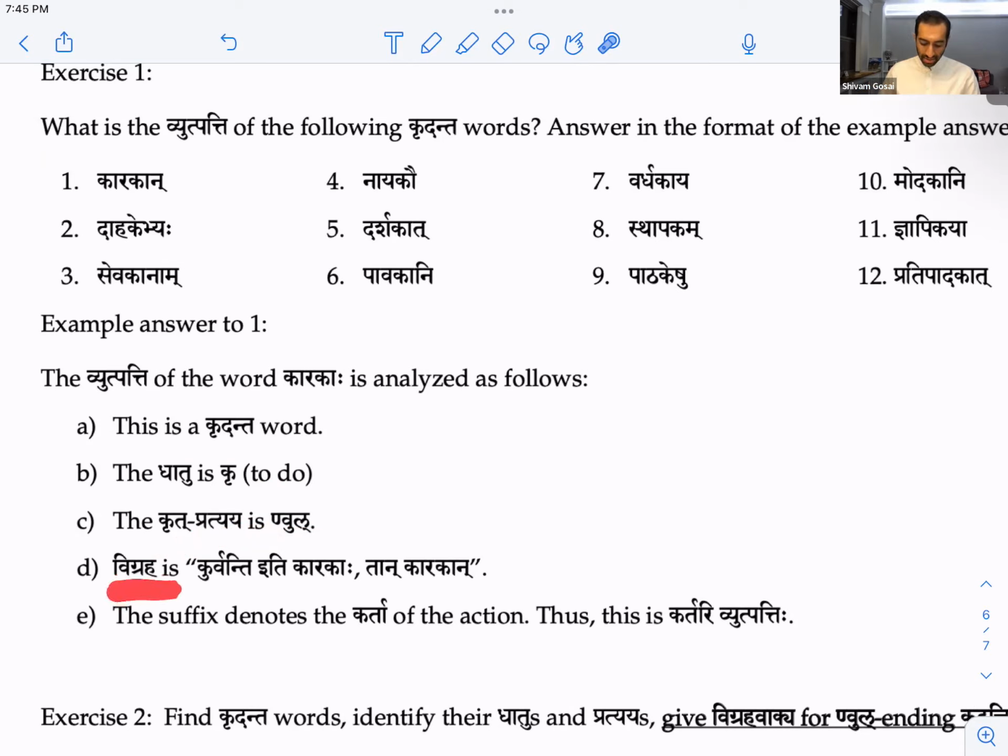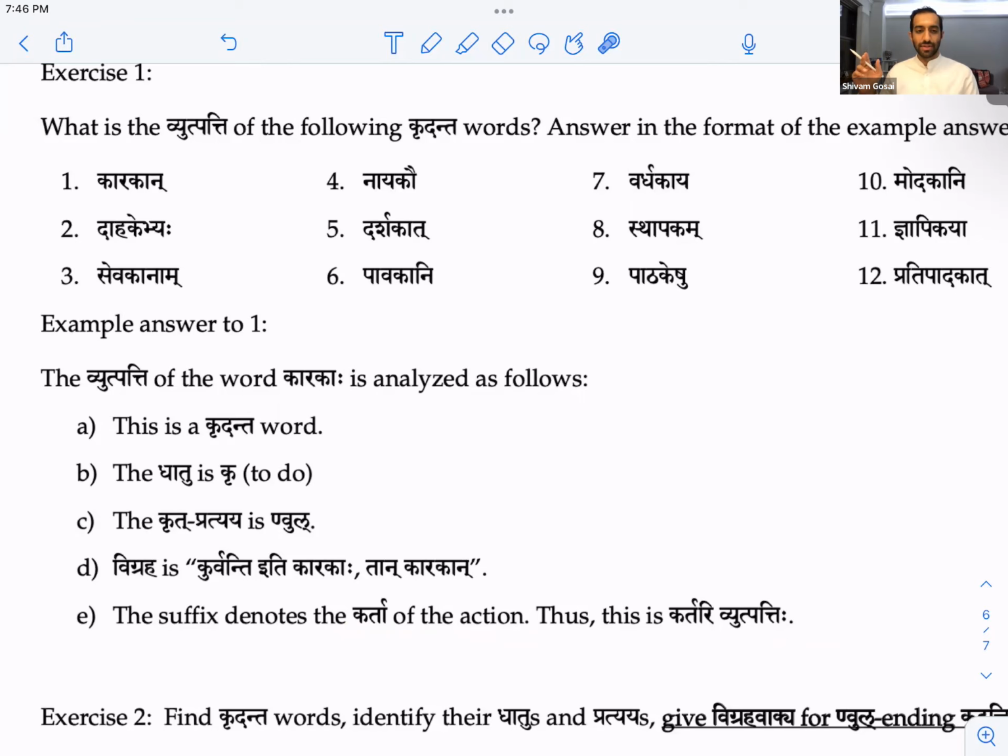Vigraha vakya. The way of explanation is kurvanti iti karakaha, tan karakan. So we've seen this before. You can say karoti iti karaka and then say tan, or you have to do kurvanti. If you're not following, we're going to give another example in a moment. This suffix denotes the karta of the action. This is kartari vyutpatti.